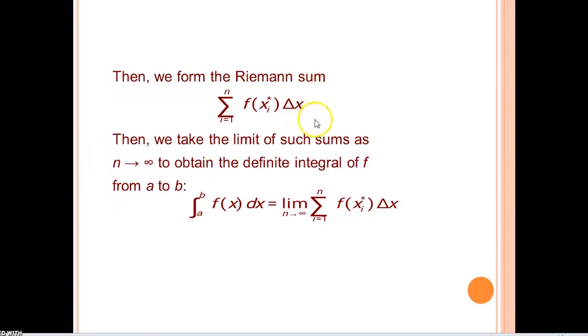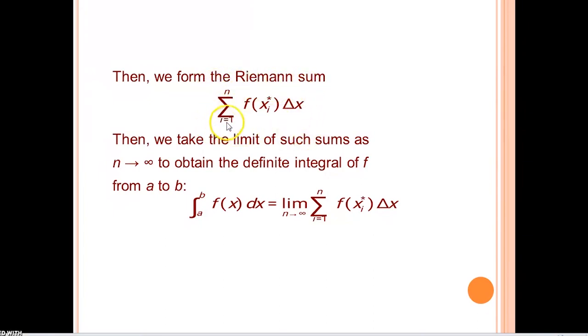So this is similar to the upper sum and lower sum. In the upper sum, f of xi star is replaced by capital Mi, that is the supremum of the function in the subinterval. And in the lower Riemann sum, we replace this with small mi, that is the infimum of the function in the subinterval. So it is similar to the lower sum and upper sum.